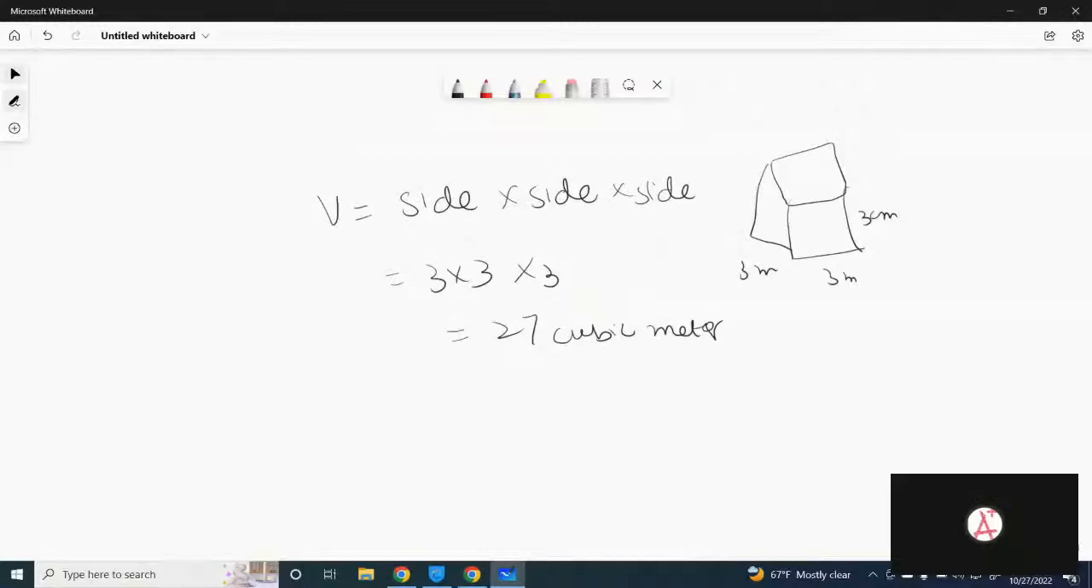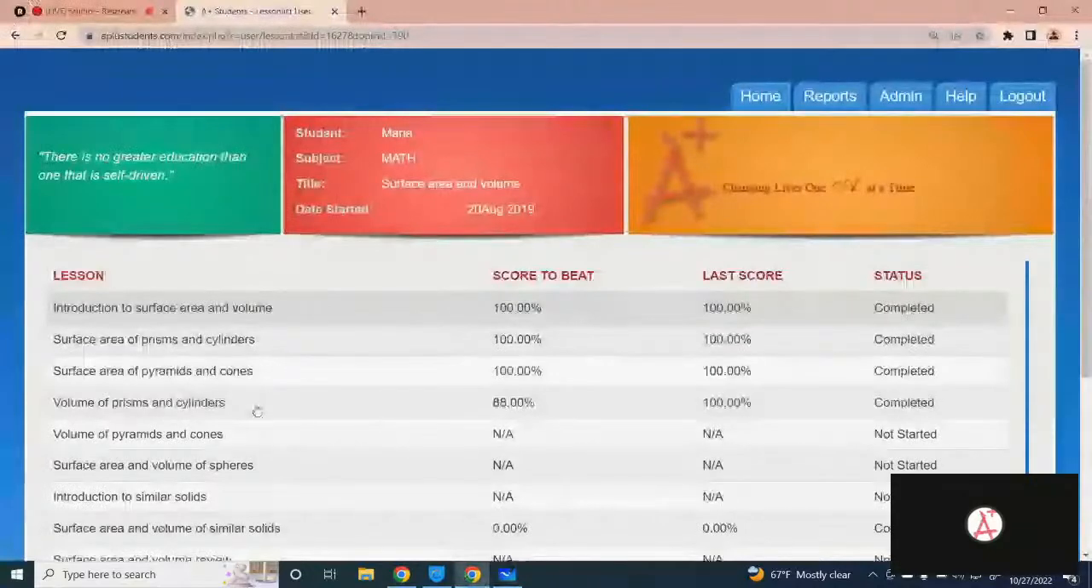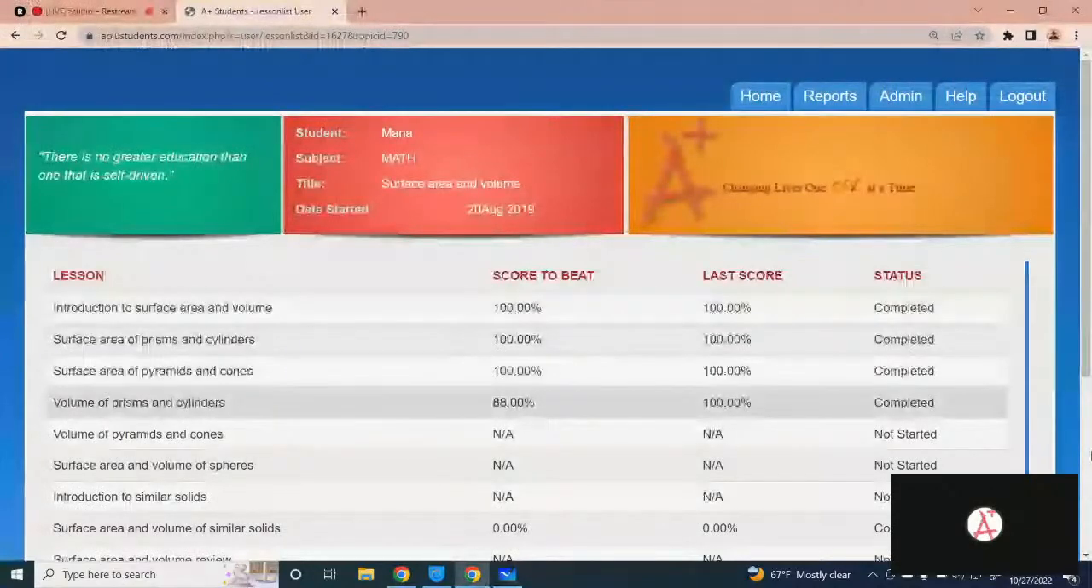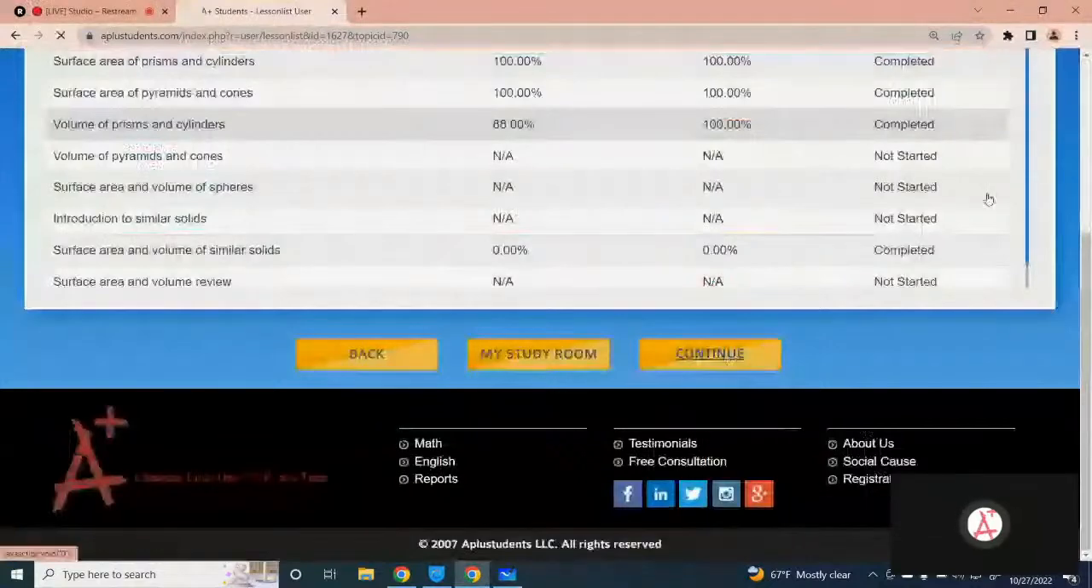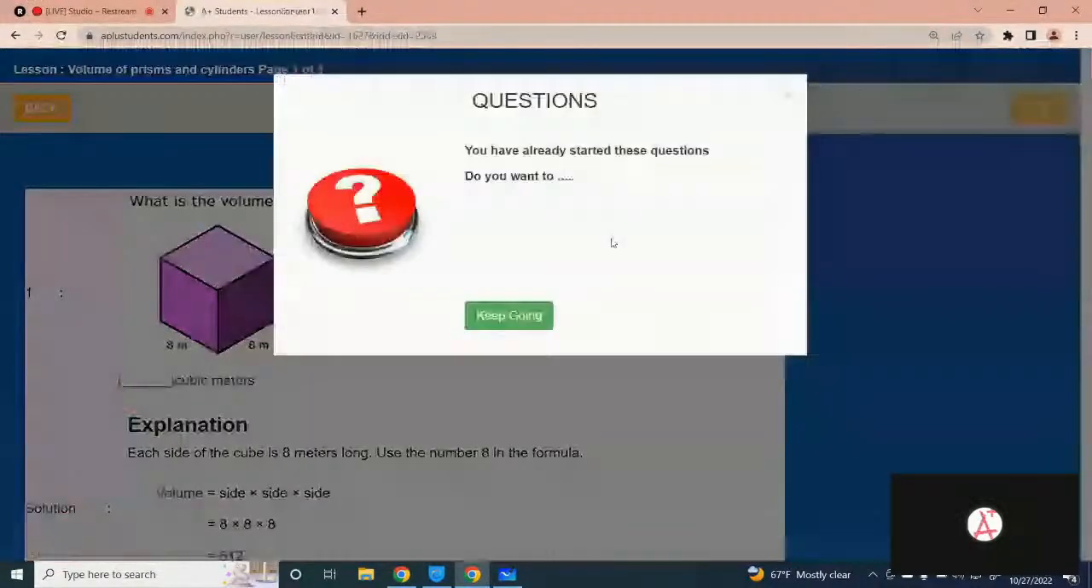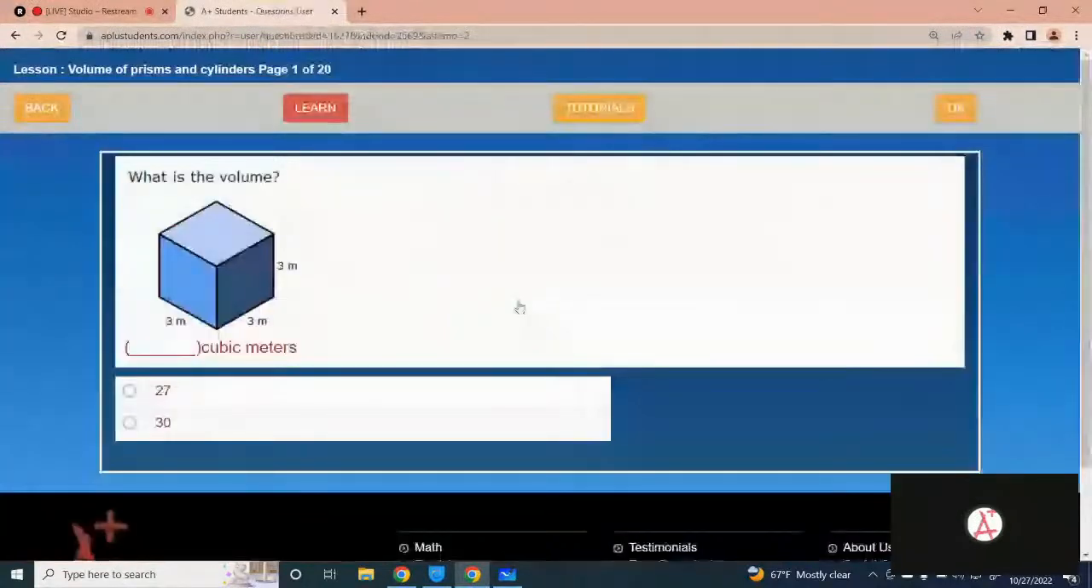Let's just start with the test. Okay. Volume of the prisms and cylinders. So let's start with the test. Okay, you have to find the volumes, the ones we just did on board.